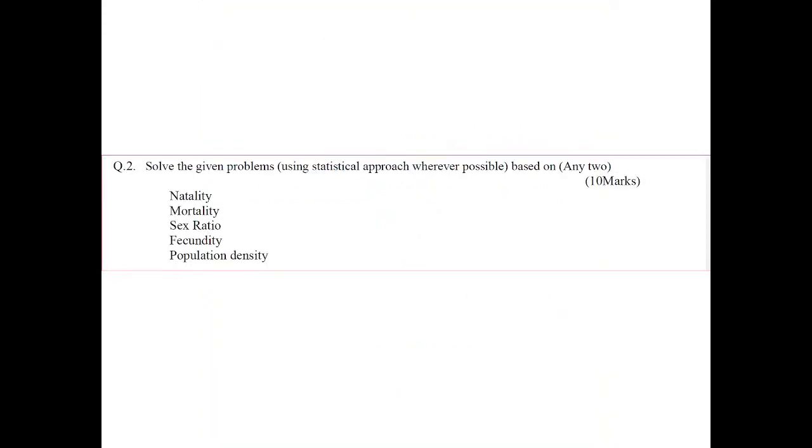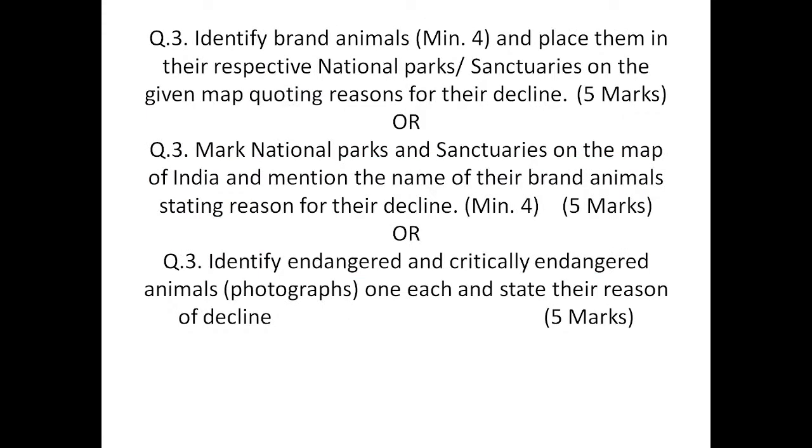Then question number 2, solve the problem. Now this problem will be based on the questions we have done: mortality, natality, sex ratio, fecundity, population density. So all these questions will be asked. Then question number 3, the first option, you will be given the animal on the screen. You have to identify the brand animal.